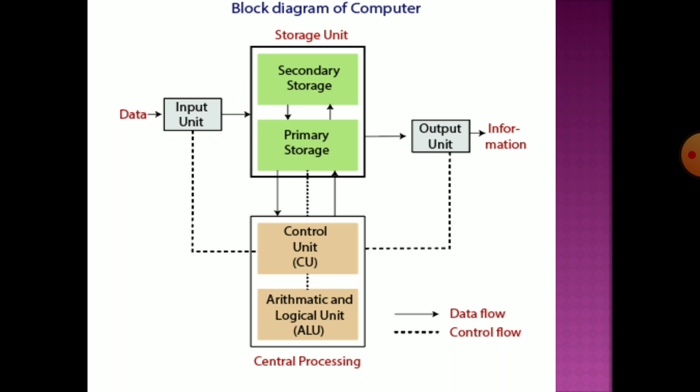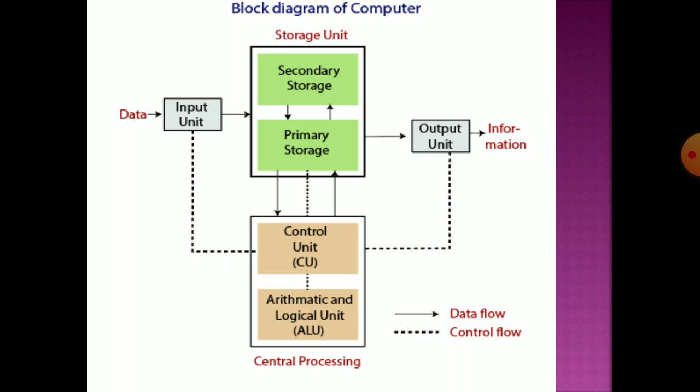Once your calculation is done, it will be sent back to your storage unit, and from the storage it will be sent to your output, which will be the information. So like this the data flows from input to storage, from storage to CPU, from CPU back to storage, and from storage to output. How the data flows is shown through these straight lines, called data flow. How the control flows is shown through these dotted lines, called control flow.